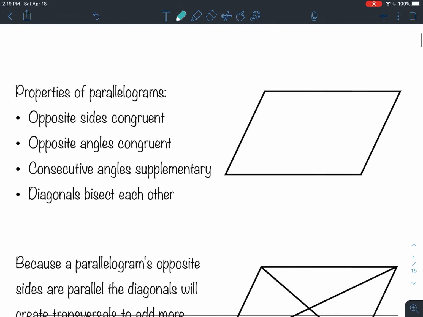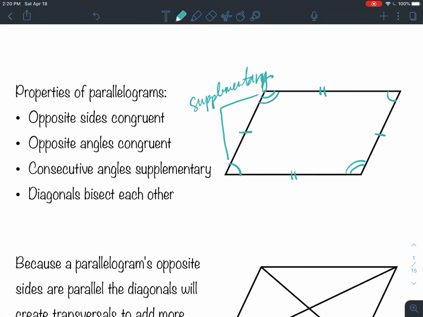Some properties that we need to go over. We have that opposite sides are congruent. We have that opposite angles are congruent. We have consecutive angles that are supplementary, so these two. And diagonals bisect each other. This doesn't necessarily mean that your diagonals are congruent, but that they split each other in half.